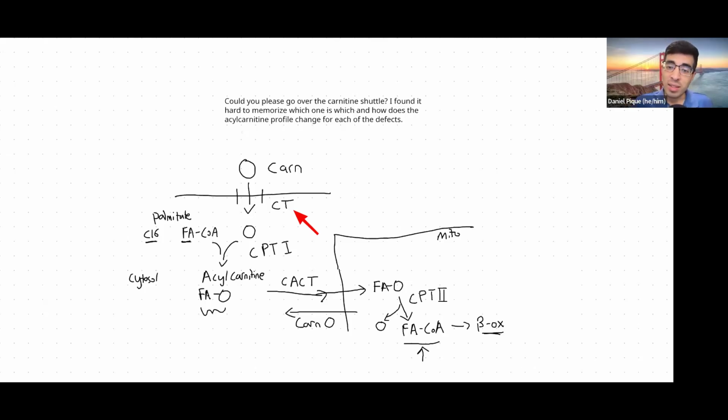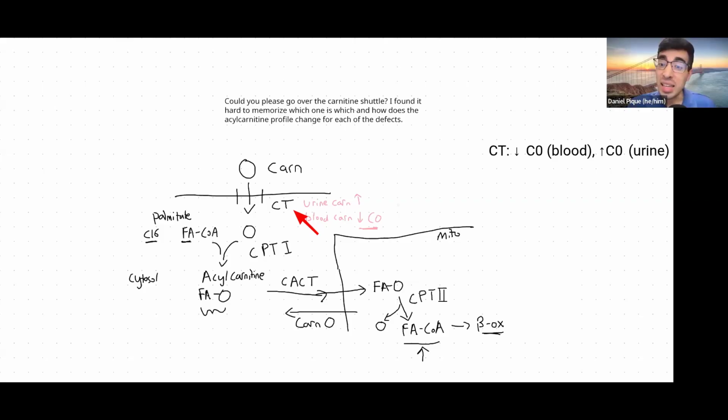If you lack this carnitine transporter, well, guess what? You're not going to be able to reabsorb that carnitine. So your carnitine levels in your urine are going to be high, and the carnitine levels in your blood are going to be low. Free carnitine is also known as C0. So when we send an acylcarnitine profile on a patient with carnitine transporter deficiency, we're going to have low C0.